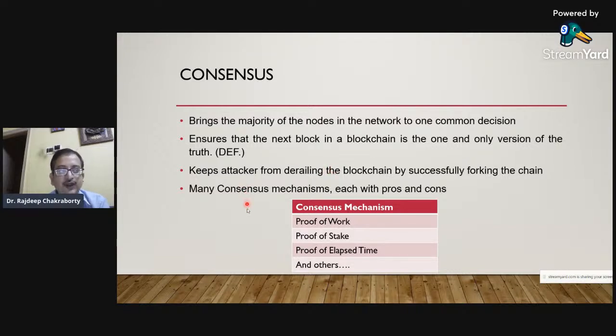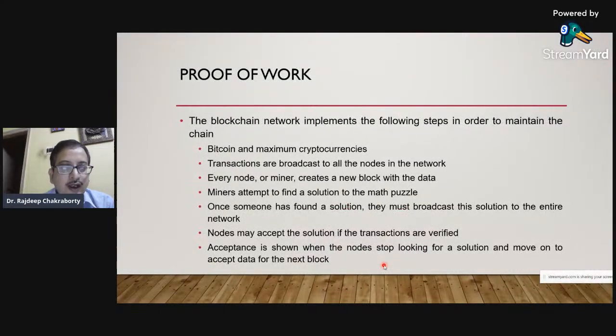There are many consensus algorithms coming up, and one of the most researched areas of blockchain is developing a suitable, effective consensus mechanism. Existing consensus mechanisms are proof of work, proof of stake, proof of elapsed time, and many others. Now, I am giving three example consensus mechanisms.